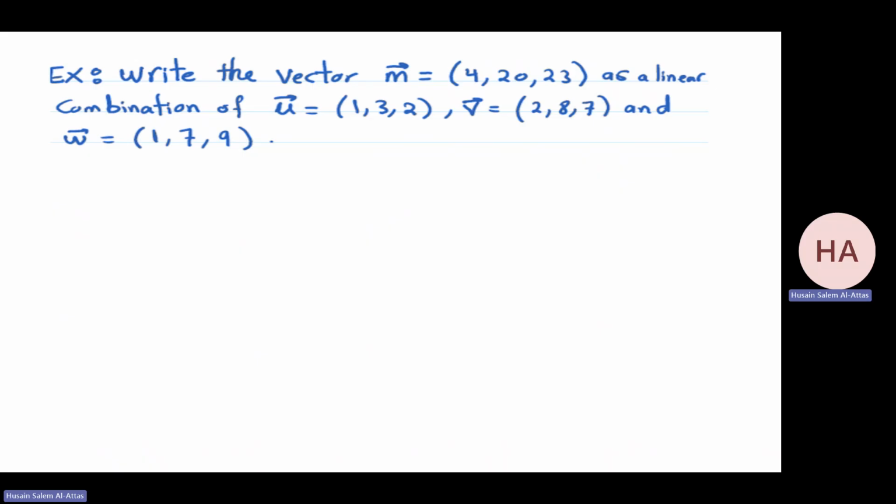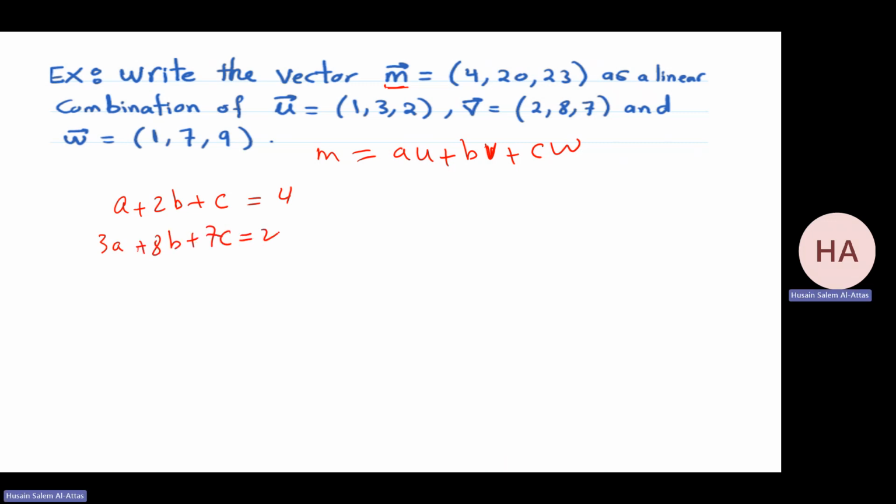Okay, so I need to write M, call it M, call it T, the way you like. So I need M as a linear combination of these vectors, AU plus BV plus CW, which would be these equations. A plus 2B plus C is equal to 4. And then 3A plus 8B plus 7C is equal to 20. Then 2A plus 7B plus 9C equals 23.